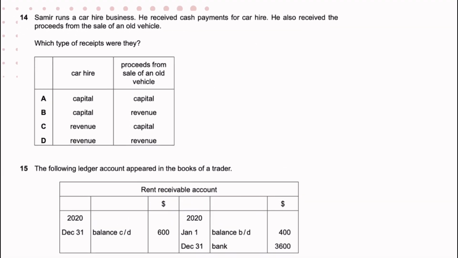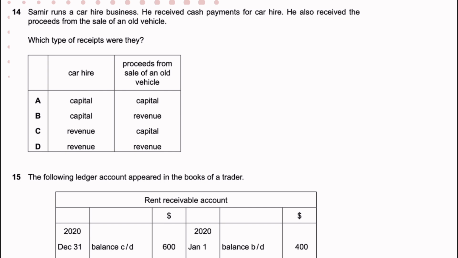Okay, question 14. Samir runs a car hire business. He received cash payment for the car hire. He also received the proceeds from the sale of an old vehicle. Which type of receipts were they?